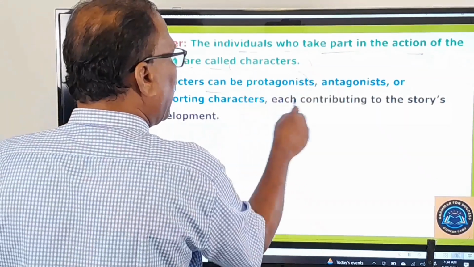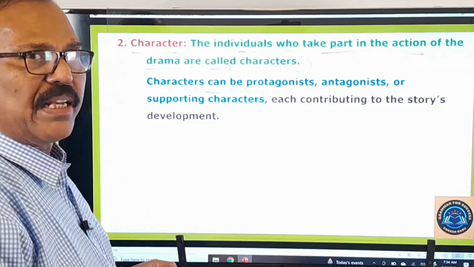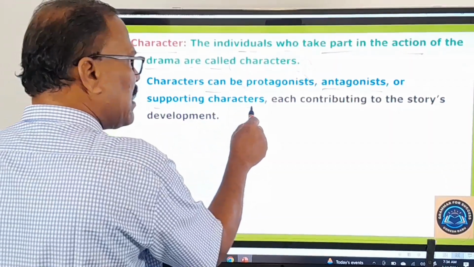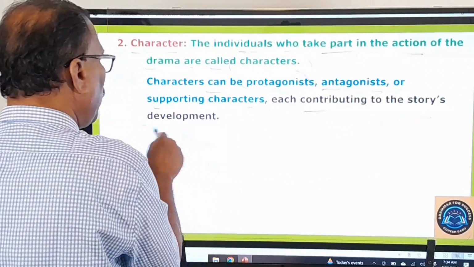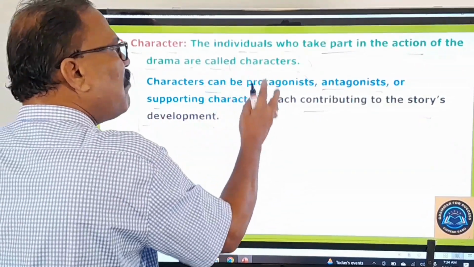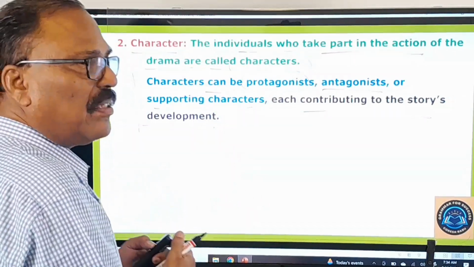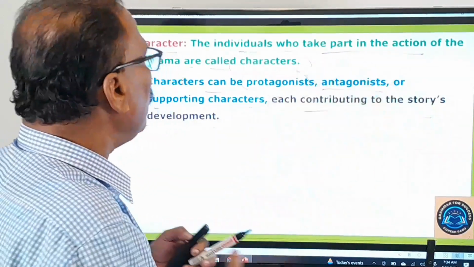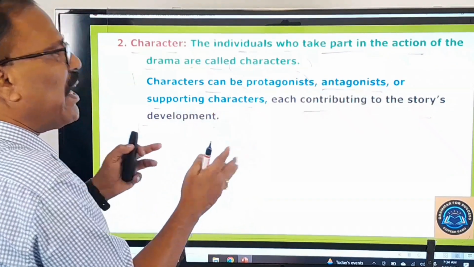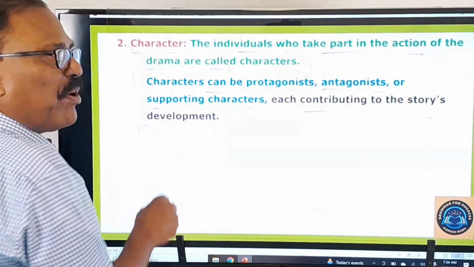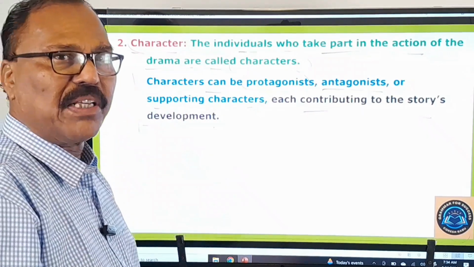Characters can be protagonists, meaning the hero, antagonists, meaning villains, or supporting characters, each contributing to the story's development. With the help of these protagonists, antagonists and supporting characters, the story moves forward. So for any drama, for any movie, for any serial, these characters are very, very important. This element of drama is very important.